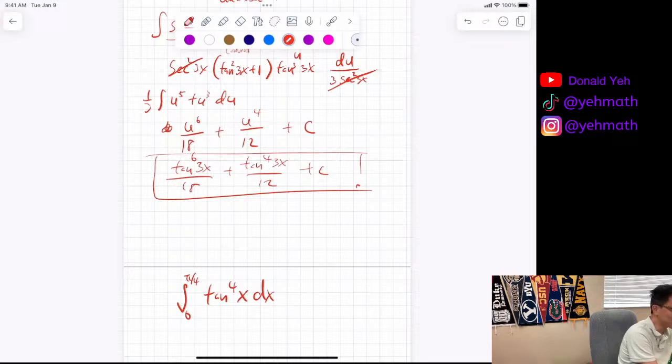This one still uses substitution to be solved, but it's a little bit interesting.